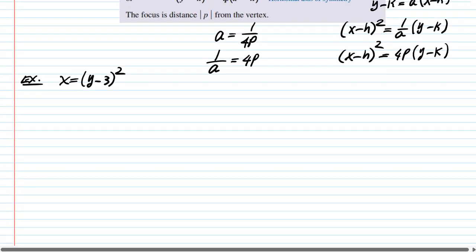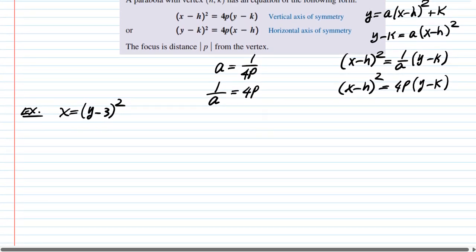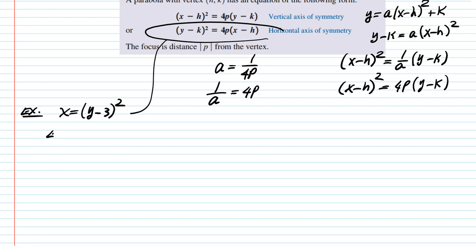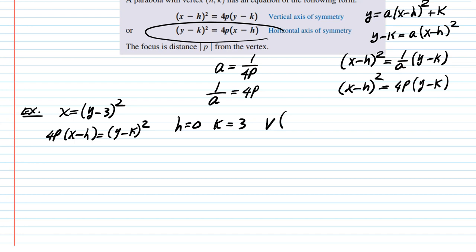Now, if you look at this form, the correct form would be this one, right? Compare it to that. Let me write that form: 4p(x minus h) equals (y minus k) squared. All right, we can go with that form. So clearly in this form, h is 0, right? Because there's nothing plus or minus x. So h is 0 and k is 3. Therefore, the vertex of the parabola, which is at (h, k), is going to be at (0, 3). So we got the vertex down.